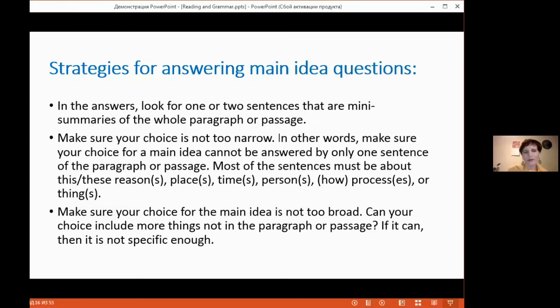Yes, you look for the sentences, for the options, which are like mini summaries of the whole paragraph, if the question is about the paragraph, or about the whole passage. You need to make sure that your choice is not too narrow, that you do not choose only a partial idea, something that was said. Sometimes one sentence or paragraph can be very similar to the main idea, but it's not, because it doesn't cover all the possibilities. At the same time, your choice shouldn't be too broad, shouldn't include something which is not in the text. Right.